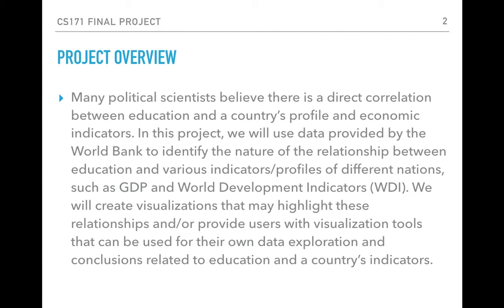Here's a project overview. Many political scientists believe there is a direct correlation between education and a country's profile and economic indicators. In this project, we will use data provided by the World Bank to identify the nature of the relationship between education and various indicators or profiles of different nations, such as GDP and World Development Indicators. We will create visualizations that may highlight these relationships and/or provide users with visualization tools that can be used for their own data exploration and conclusions related to education and a country's indicators.